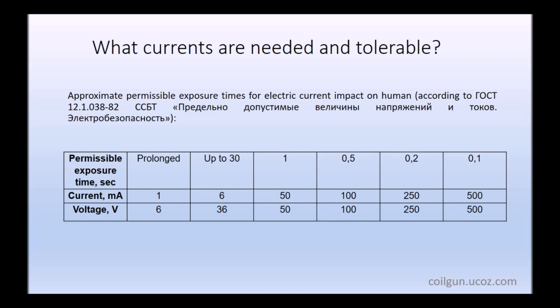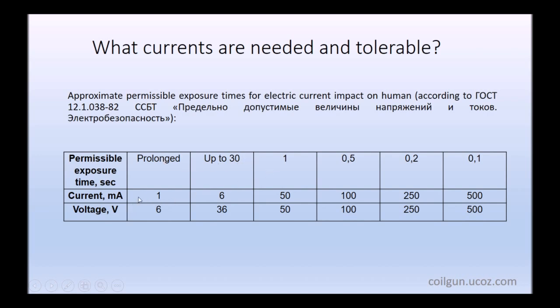And what acting or mean currents should we have, and what currents are permissible for a human, so as not to kill him? This is the citation from another Russian GOST. You can see in this table the permissible time of acting current from 0.1 second, 1/10 of a second, to infinite.